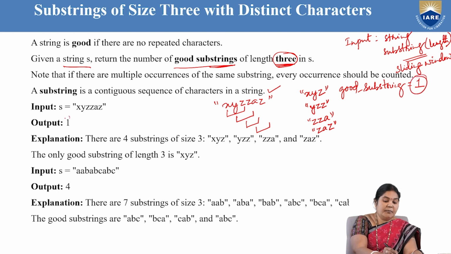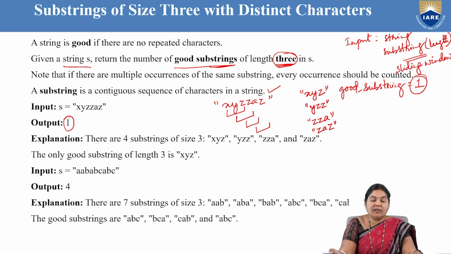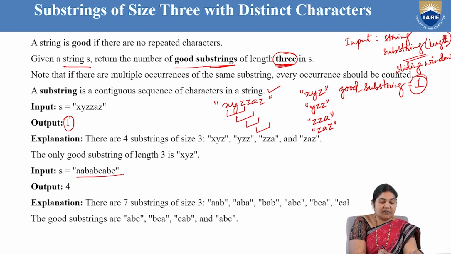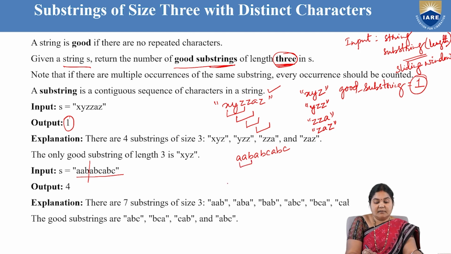So finally, how many good substrings are there in this string? Only one good substring of length 3 is possible. Right? But 4 substrings you can make. Now, similarly, the second test case is A, A, B, A, B, C, A. Now, if you divide into substrings of length 3, this is A, A, B containing repeated character, A, B, A containing repeated character, B, A, B containing repeated character, A, B, C containing unique. So, good substring is 1.